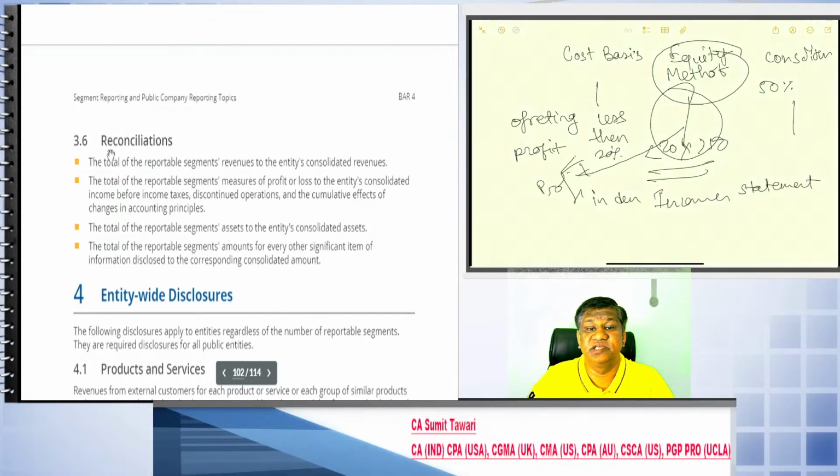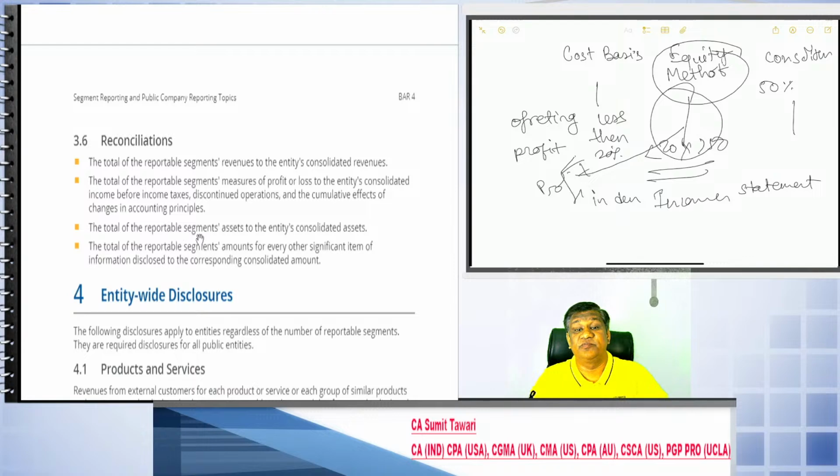And then the reconciliation. You need to reconcile the total of reportable segment revenue to the entity's consolidated revenue. Whatever the intercompany revenue, that inter-segment revenue, you need to show separately. The total of the reportable segment measure of profit or loss to the entity's consolidated income before income taxes, discontinued operations, and the cumulative effect of changes in accounting principle. That also we need to provide.